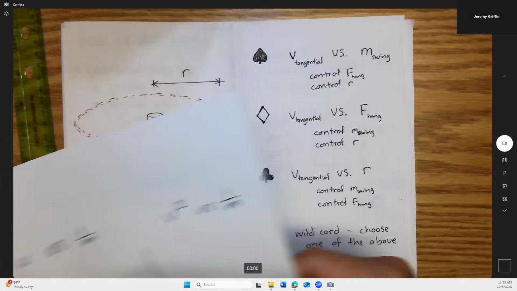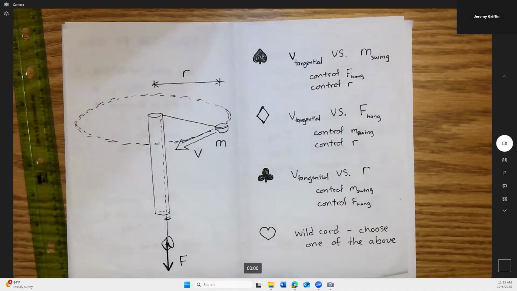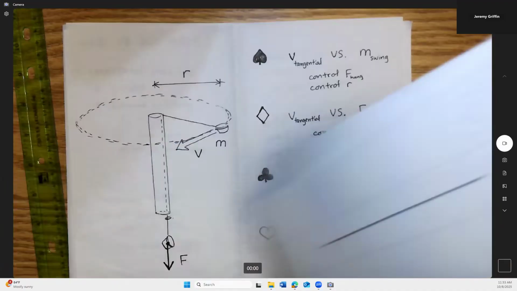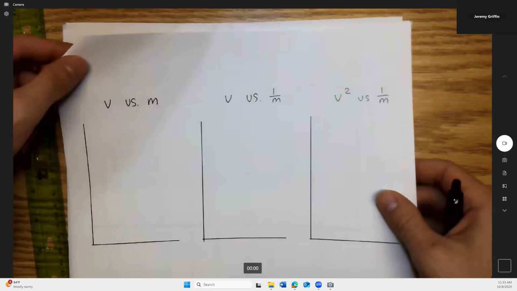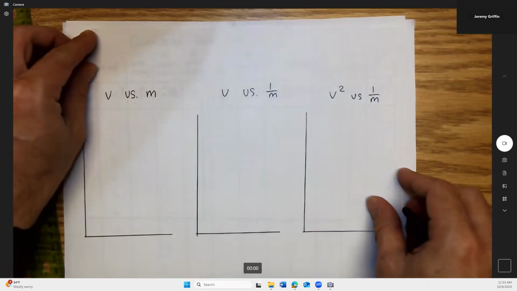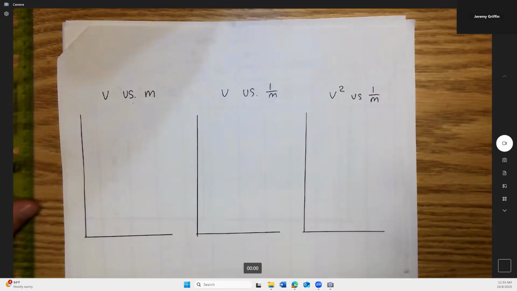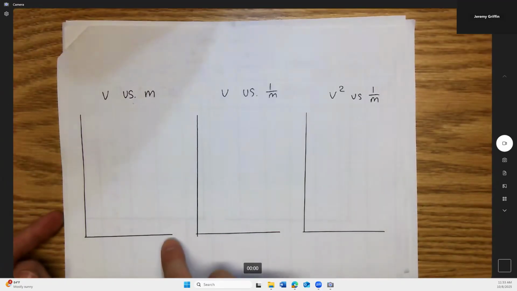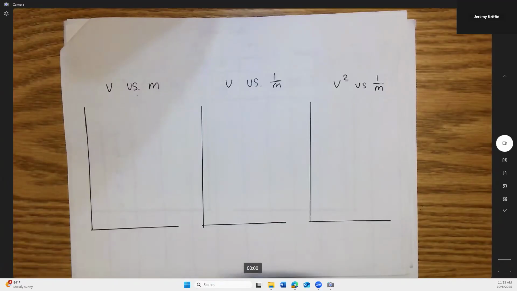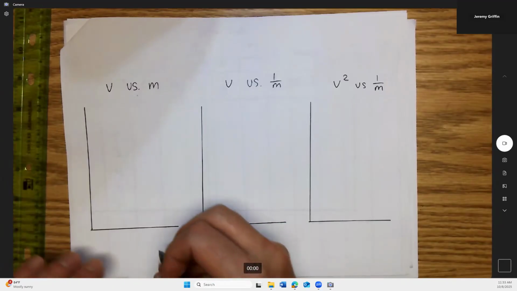Right, so spades. These two over here had spades, which would have been these three graphs right here. We'll start with these three graphs. Who thinks they have really good data they can share? All right, Chase, what was the largest mass that you used? The largest mass that we used was 202 grams.